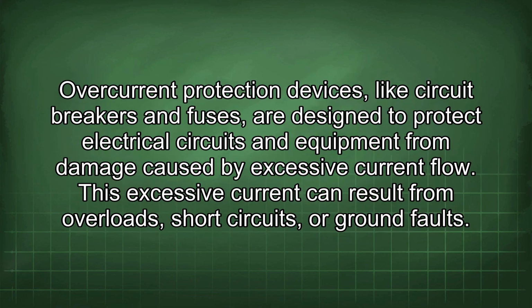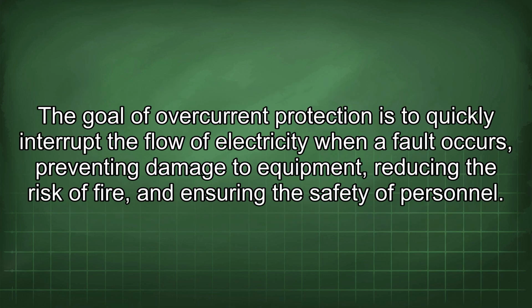Overcurrent protection devices, like circuit breakers and fuses, are designed to protect electrical circuits and equipment from damage caused by excessive current flow. This excessive current can result from overloads, short circuits, or ground faults. The goal of overcurrent protection is to quickly interrupt the flow of electricity when a fault occurs, preventing damage to equipment, reducing the risk of fire, and ensuring the safety of personnel.